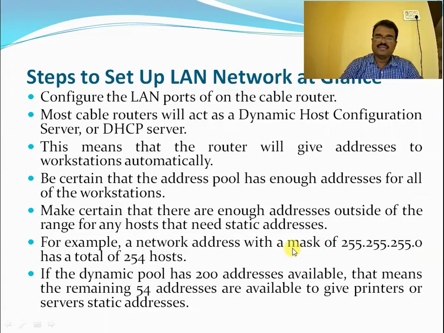Enough address space depends upon the class of the IP addresses which we are choosing. Make certain that there are enough addresses outside of the range for any hosts that need static addresses. For example, a network address with a mask of 255.255.255.0 has a total of 254 hosts. If the dynamic pool has 200 addresses available, that means the remaining 54 addresses are available to give printers or servers static addresses.